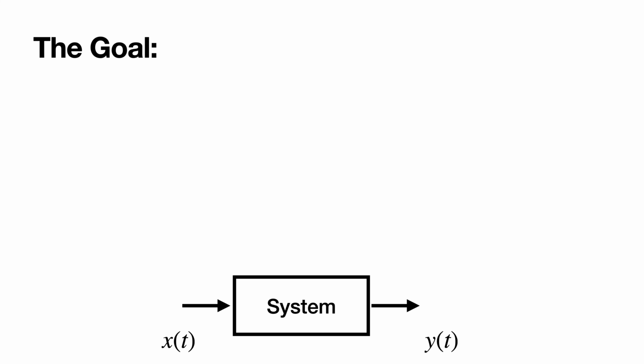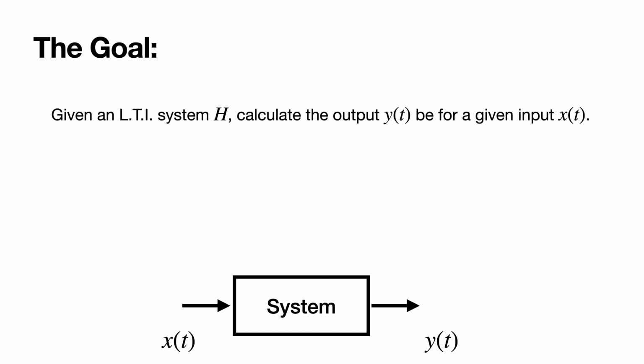So for now, let's just say our goal is, given an LTI system H, we want to calculate the output Y of t for a given X of t. So we know the system, we have the system, and we have an input signal. We just want to know what the output is going to be when we put this input in. And to do this, we're going to have to introduce a concept called the impulse response. So let's first talk about impulses.